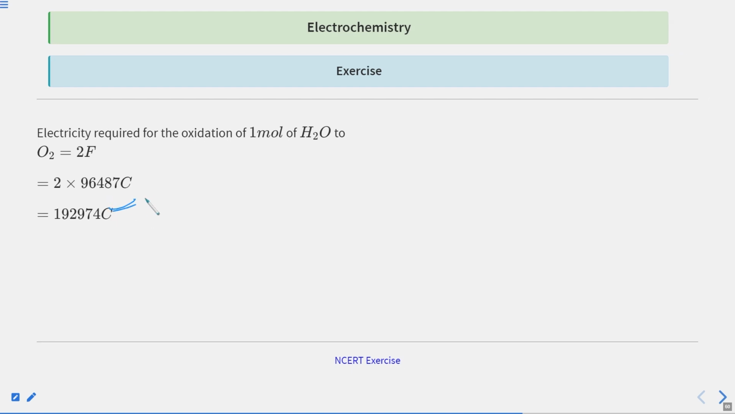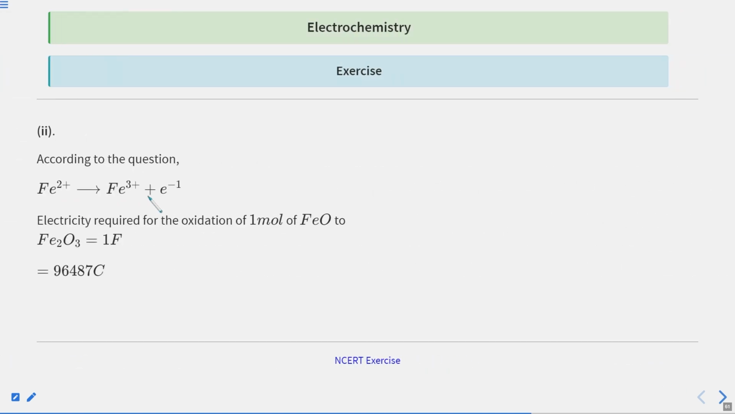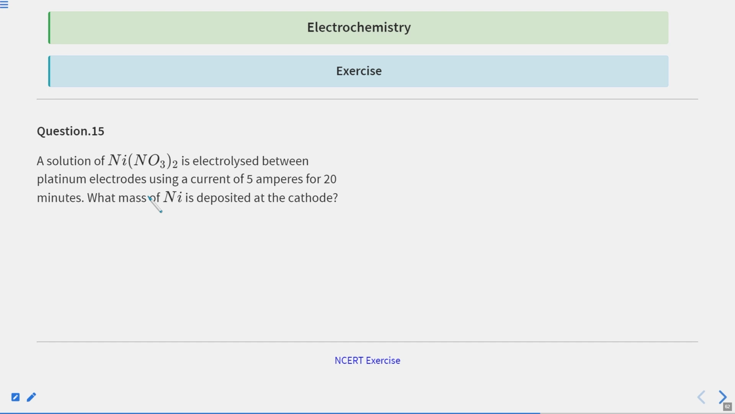So it is this coulomb, and this is your 96486 coulomb. Now, next question. This question says that we have a solution of Ni(NO3)2, and it is electrolyzed between platinum electrodes with a current of 5 ampere for 20 seconds.